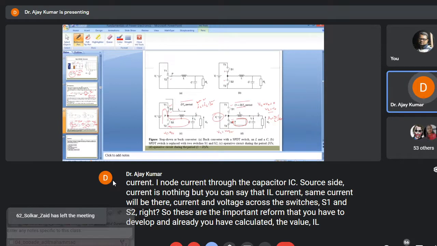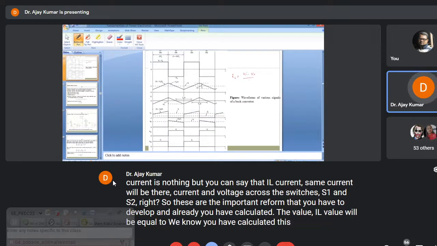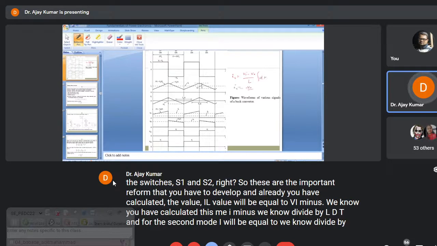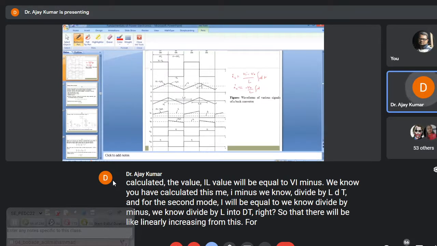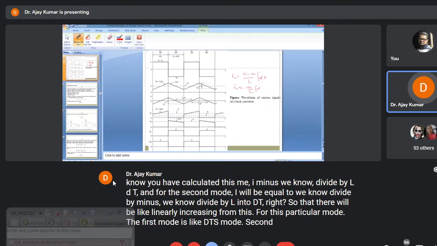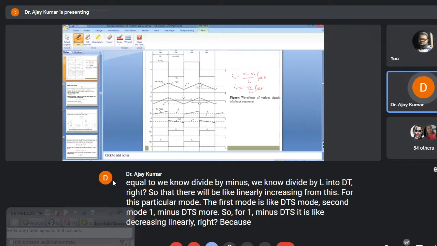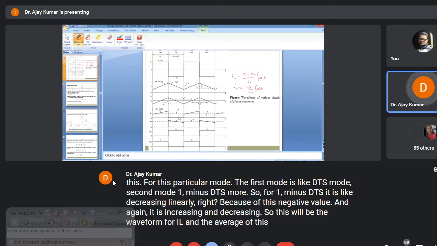IL value will be equal to VI minus V naught divided by L, integrated over dt, and for the second mode IL will be equal to minus V naught divided by L into dt, right? So it will be linearly increasing in the first mode, which is the DTS mode, and the second mode is the 1 minus DTS mode. So for 1 minus DTS, it is decreasing linearly, right? Because of this negative value, and again it increases and decreases. So this will be the waveform for IL, and the average of this will be I naught, right?